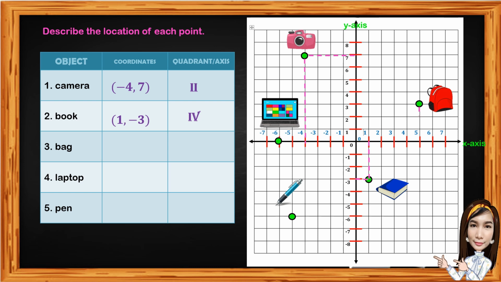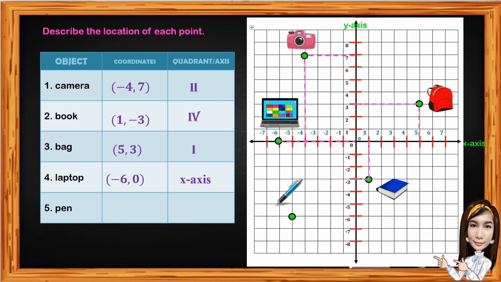Third, the bag is aligned to +5 on the x-axis and 3 on the y-axis. So we have the coordinates 5, 3, and that point is located on quadrant 1. Fourth is the laptop. As you noticed, it lies on -6 on the x-axis and aligned to 0 on the y-axis. So we have the coordinates -6, 0, and that point is located on the x-axis.